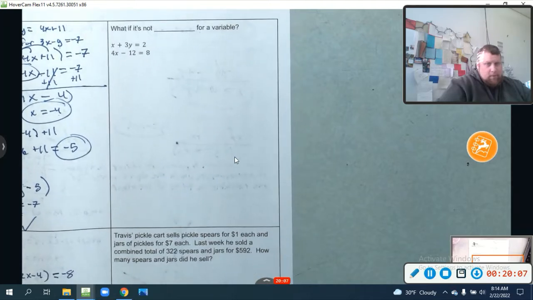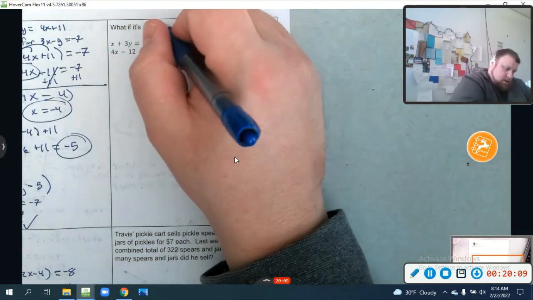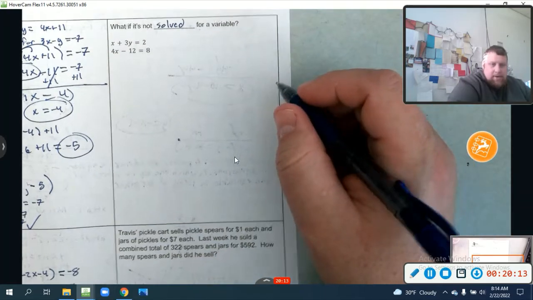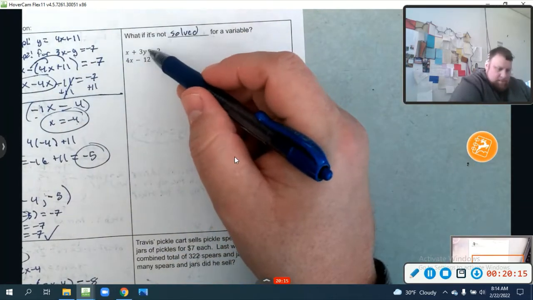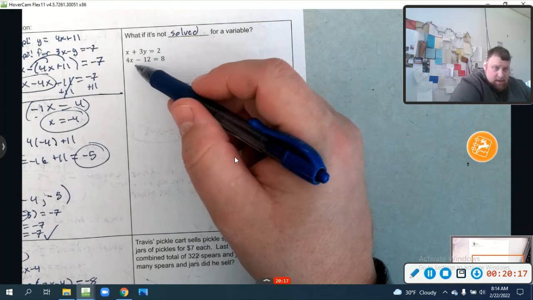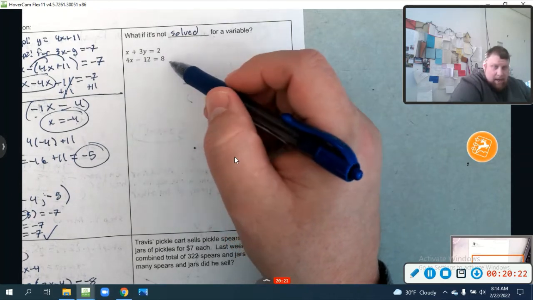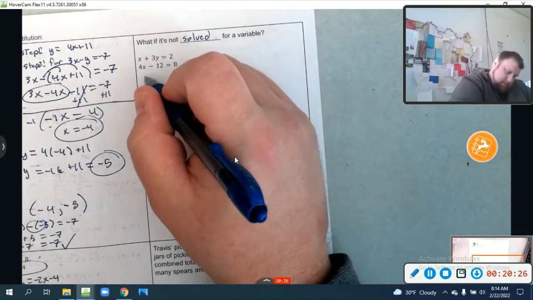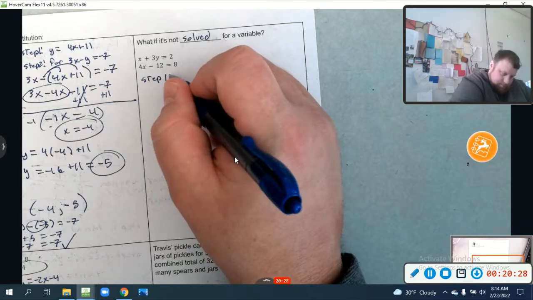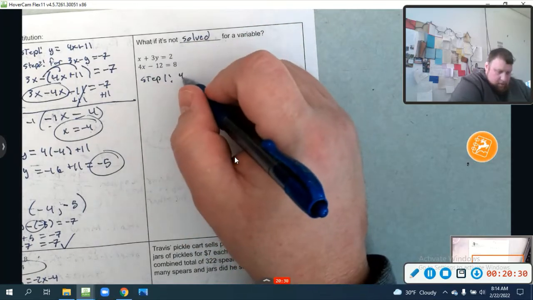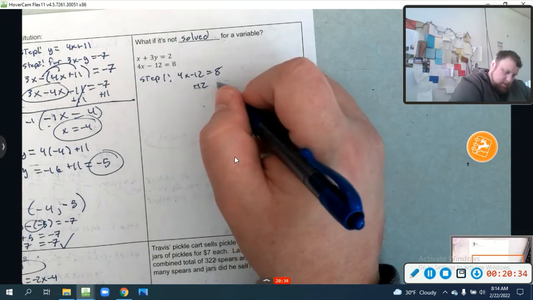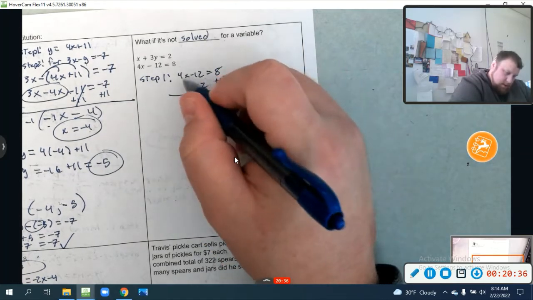Now, what if it's not solved for a variable? Well, then we actually got to do our step 1, right? So pick one. This right here doesn't even have a y in it, so I'm going to solve this one for x. Are you ready for this? So step 1. I have 4x minus 12 equals 8. That's awesome. So I'm going to add 12 to both sides.